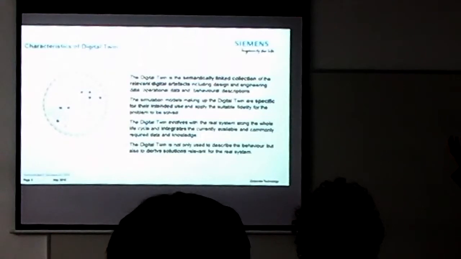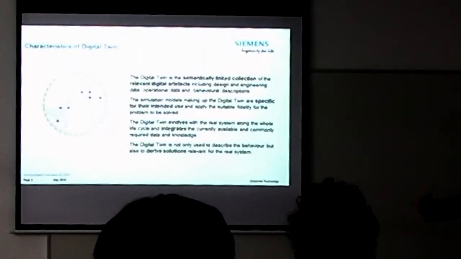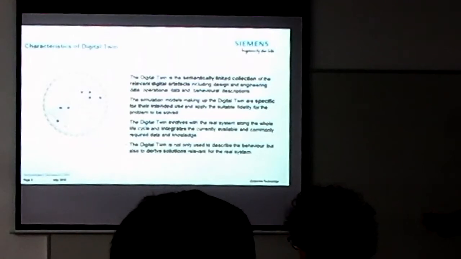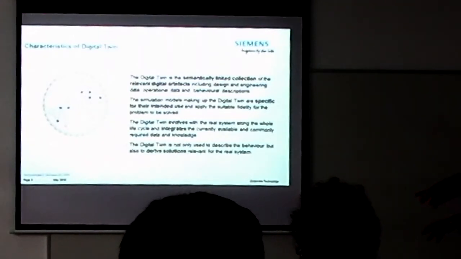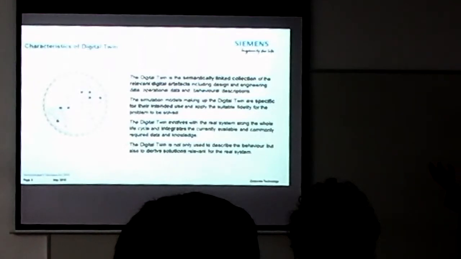I think that the digital twin is a somehow semantically linked collection of the relevant digital artifacts. It doesn't make sense to throw everything in and collect everything in there. Then you end up with a, let's say, digital shoebox. You throw everything in and you hope to find everything else. That will not be very successful in the end, just because of the sheer mass of the things that you have.